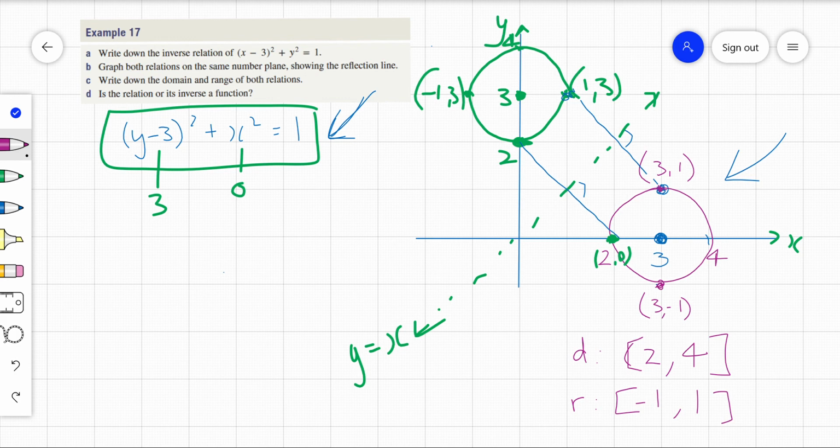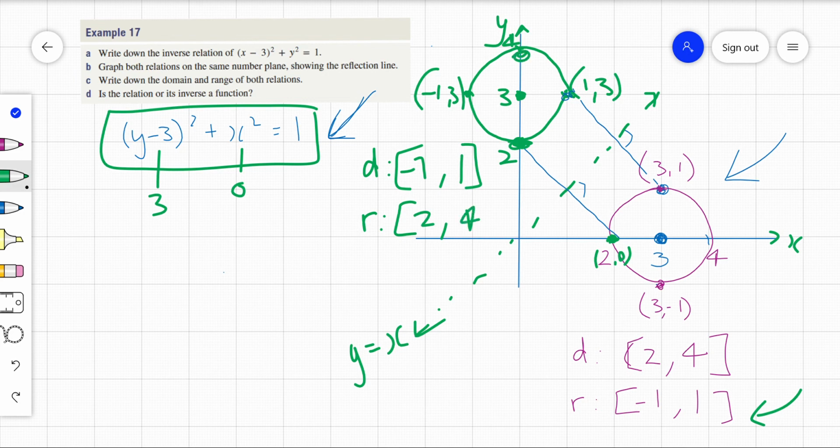Now you can see when I go to our inverse, up here, the domain now goes from negative 1 to 1, which you can see is exactly what our range was. And our range goes from 2 up to 4, which was exactly what our domain was. So they also swap, just like all our x's swap with our y's. Our domain and our range will also swap. And of course, yes, this is a relation here.